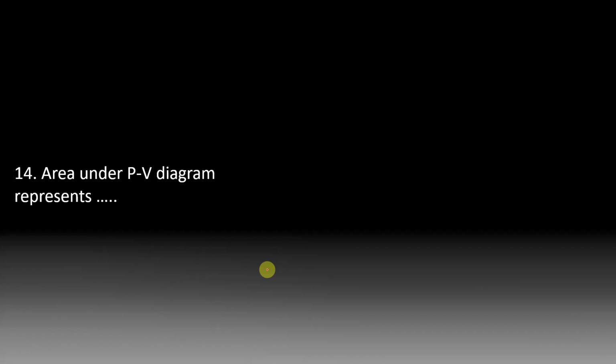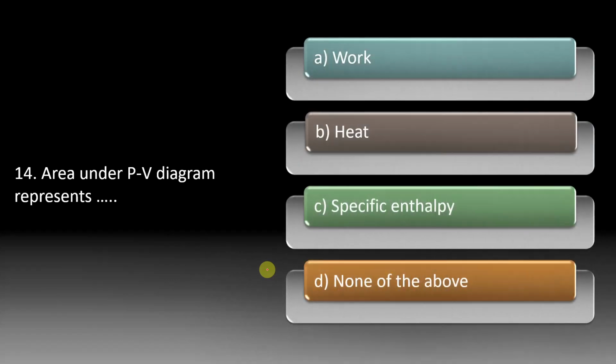Then, area under pressure volume diagram represents. We know the displacement work is PdV. Therefore, thermodynamic work is pressure multiplied by change in volume. So we can say that area under the PV diagram will always represent the thermodynamic work. So option A, that is work, is the correct option.